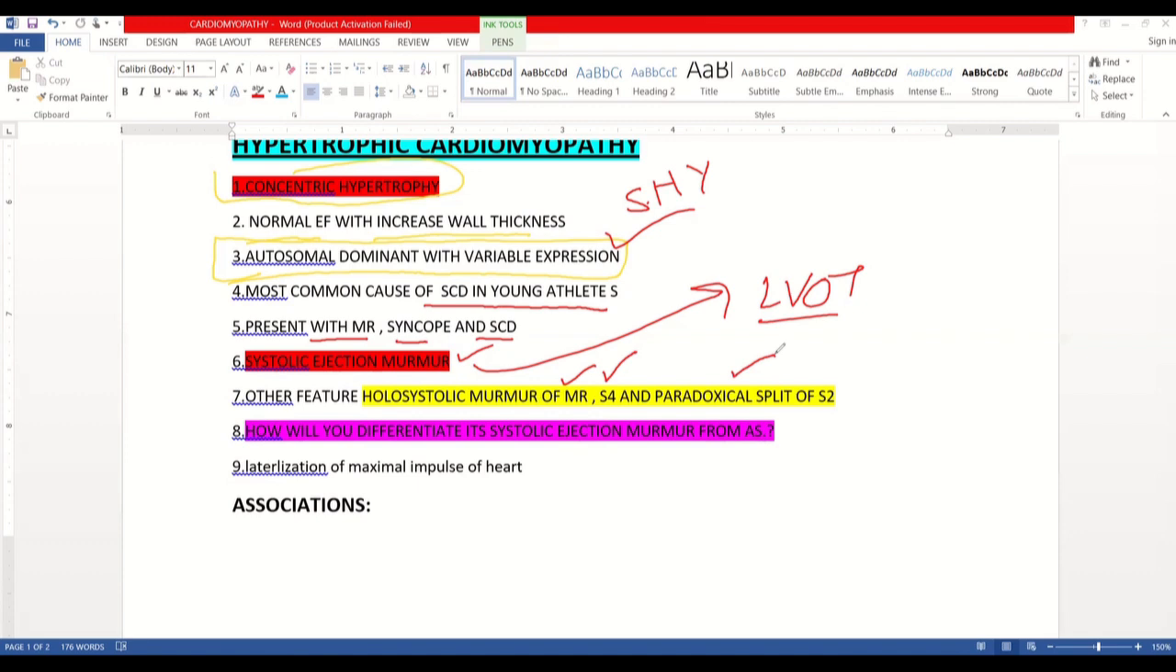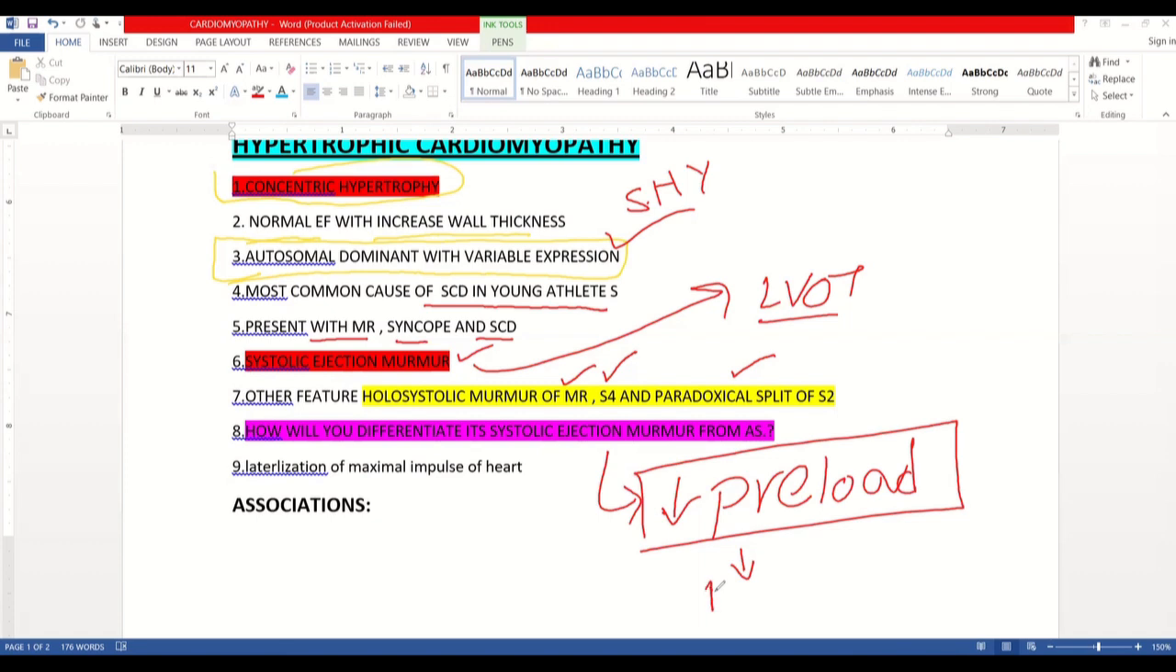How will you differentiate the systolic ejection murmur from aortic stenosis? We already discussed that the systolic ejection murmur of hypertrophic cardiomyopathy will increase with decreased preload, right? Anything that will decrease the preload will increase the systolic ejection murmur of hypertrophic cardiomyopathy. It is basically due to left ventricle outflow tract obstruction. But in aortic stenosis, this does not take place, right?